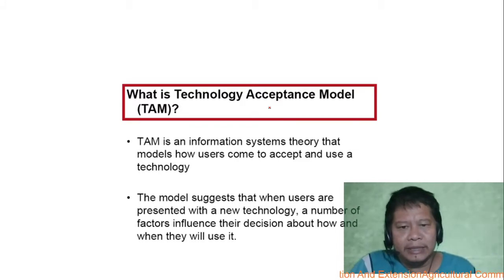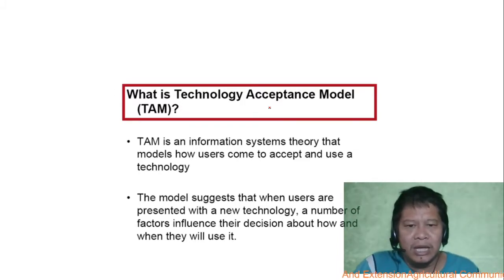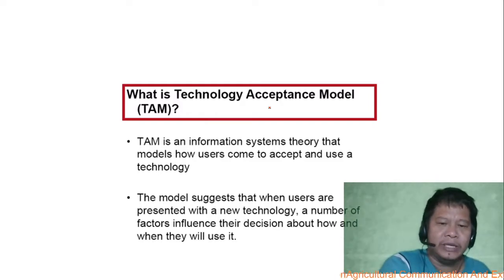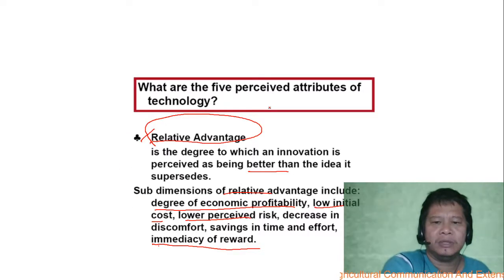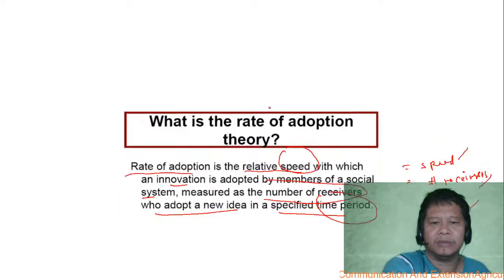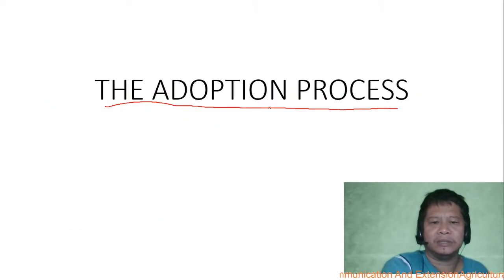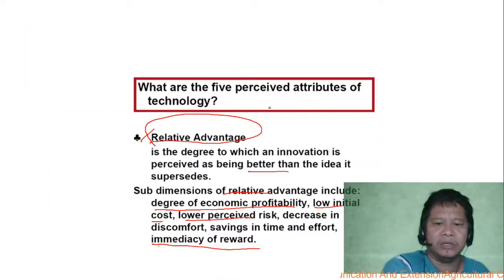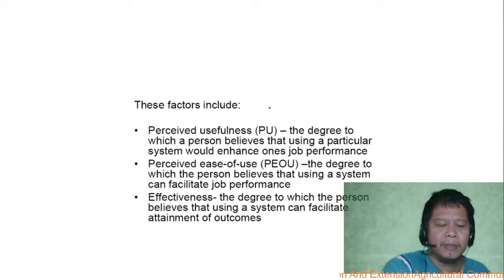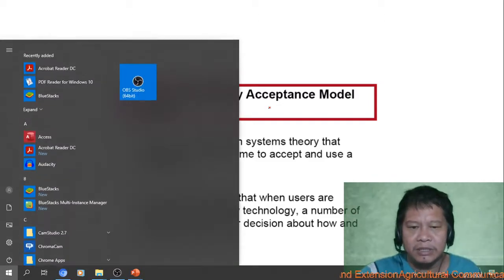So next we have the technology acceptance model. But I think we have to end in this portion because it is already quite long. I will try to discuss that in the succeeding discussion. Take note of that. But before we end, let us go back to everything that we have discussed, the prevailing views. Okay, so let us continue our discussion in the next chapter, in the next discussion of this session.